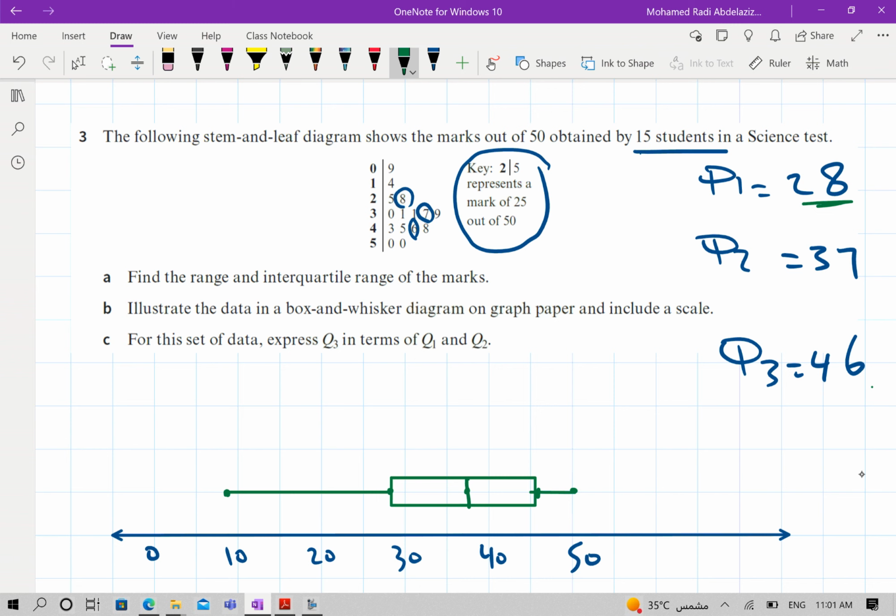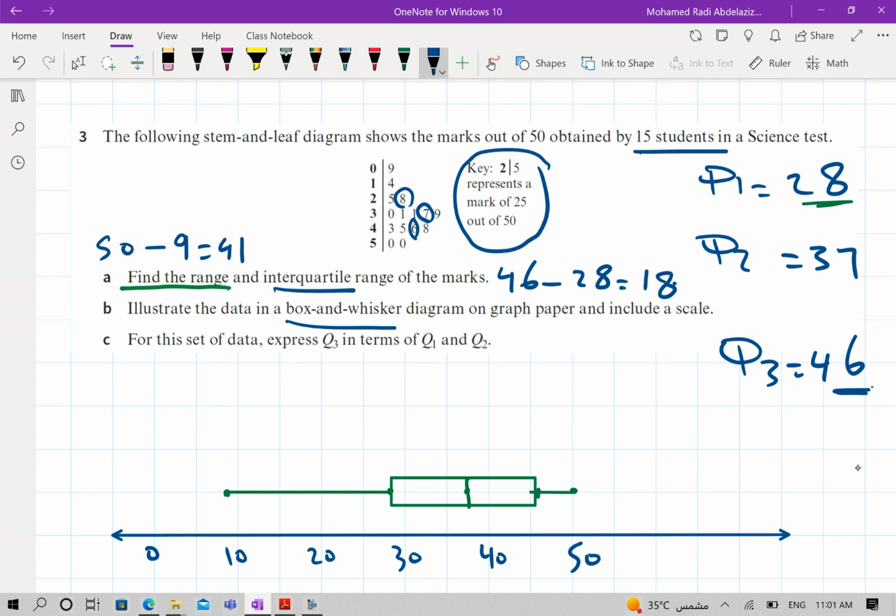Find the range. What is the range? The maximum value minus the minimum: 50 minus 9, which is 41. Interquartile range is Q3 minus Q1. Q3 46 minus 28. The answer is 18. Draw box and whisker. Clear? And what about the last one, C?